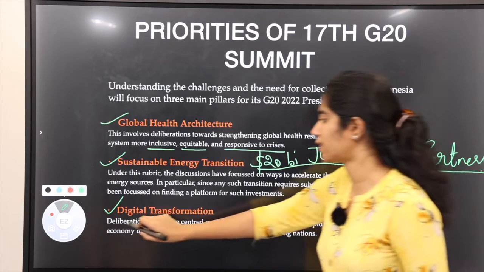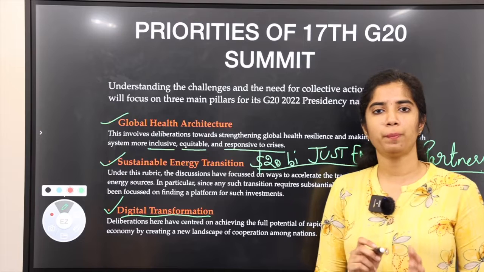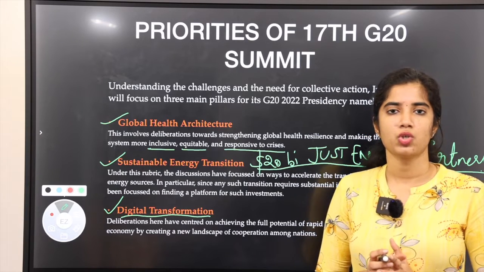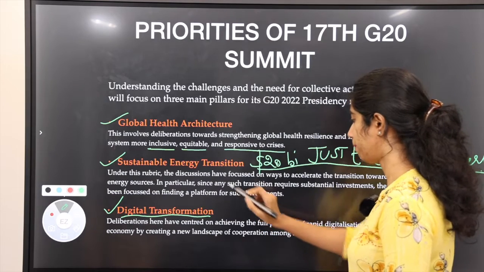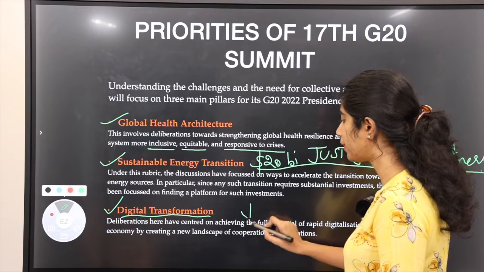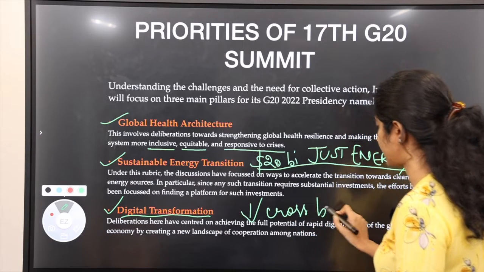Next comes digital transformation. So we have to pay from one country to another. Already this is possible, but to bring down the cost, interoperability is important, and to bring down the cross-border transaction cost.